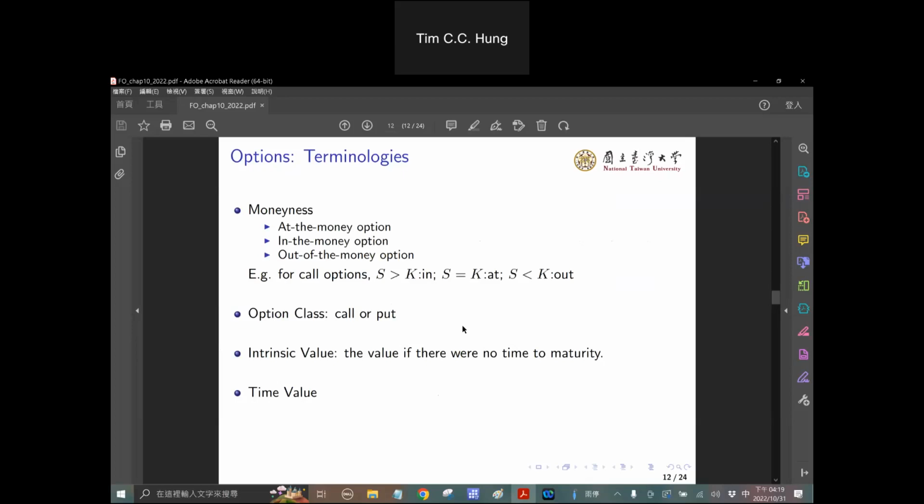Option class, again, is a put or a call. And intrinsic value and time value are also very important concepts to learn about. Later on, in I think chapter 12, we're going to learn about the determinants of option prices. And you're going to see a diagram that looks like this.